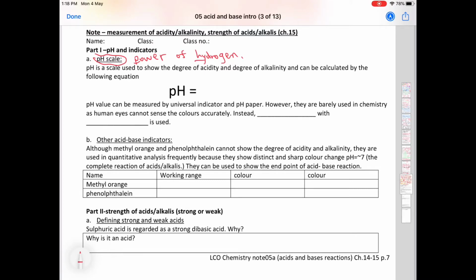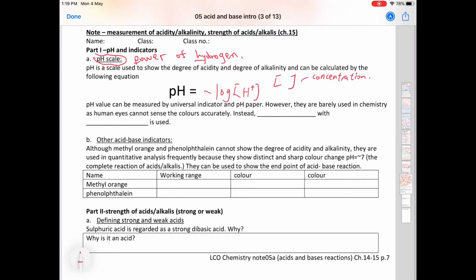And because an acid is closely related to the hydrogen ion that can be ionized, we use hydrogen ion to define how acidic or how alkaline a substance is. And pH value is calculated by negative log, and then a bracket, H plus, and then close bracket, and this bracket in chemistry means the concentration of.